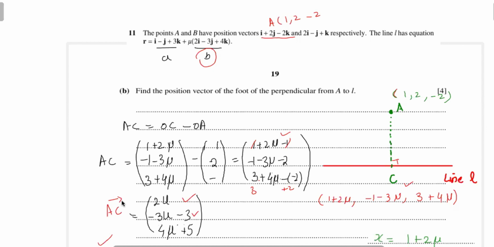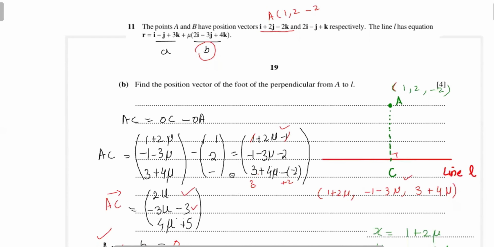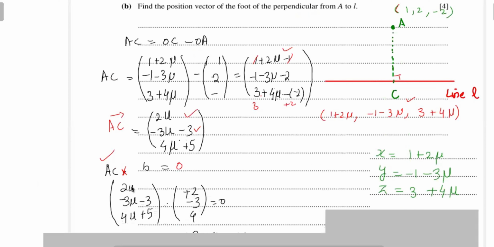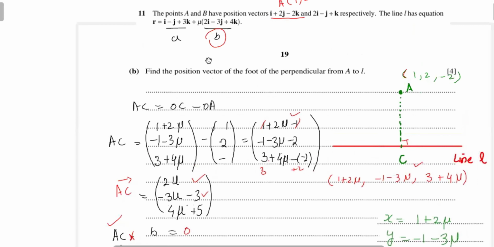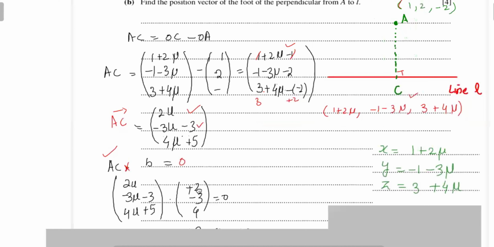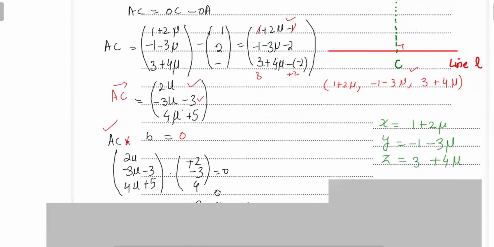Now you see here the line AC and line L are perpendicular to each other. Therefore, the dot product of the vector AC and the direction vector of line L, which is b, will be equal to 0. Now we write the vector AC in column vector form: 2 mu, minus 3 mu minus 3, 4 mu plus 5. And the position vector of b is 2i minus 3j plus 4k. We write it in column form: 2, minus 3, 4.